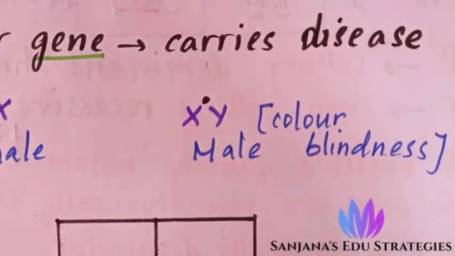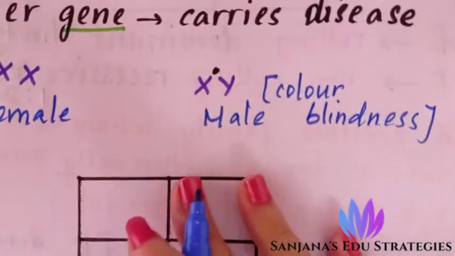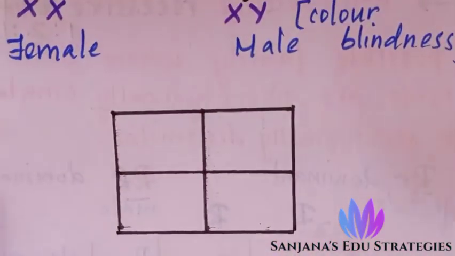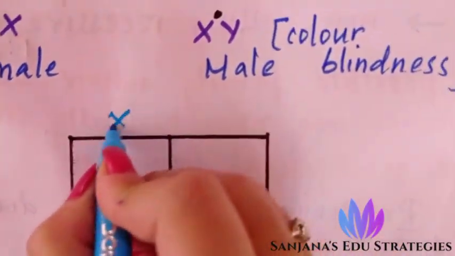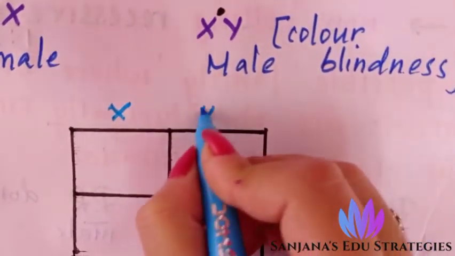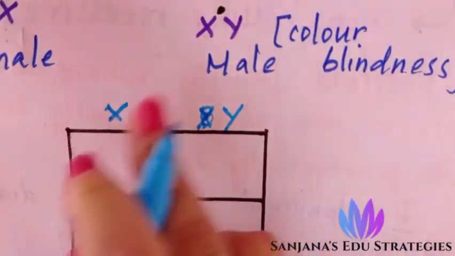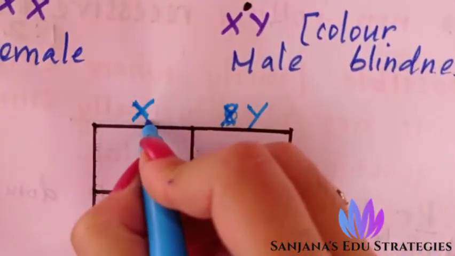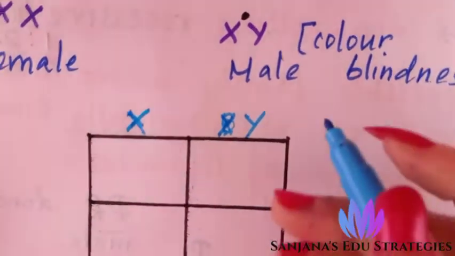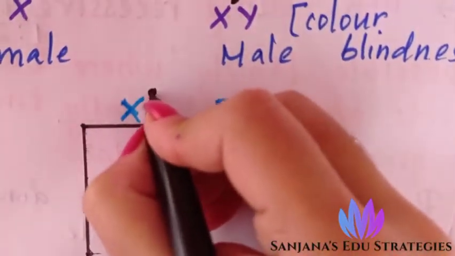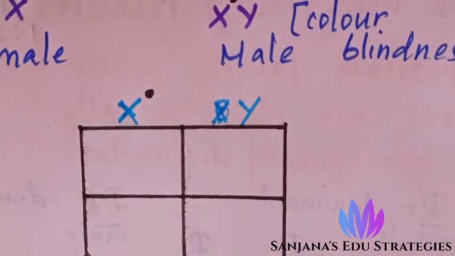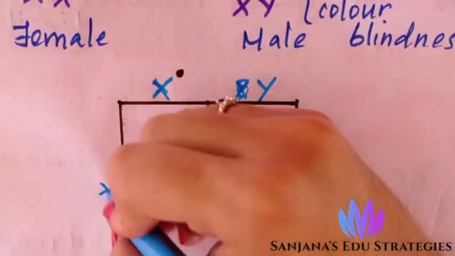Now we should find their offspring: who all will be affected, who all won't be affected. First you write XY for the male. X is a carrier, so I am denoting it with black ink. On the other side I am denoting it as XX.